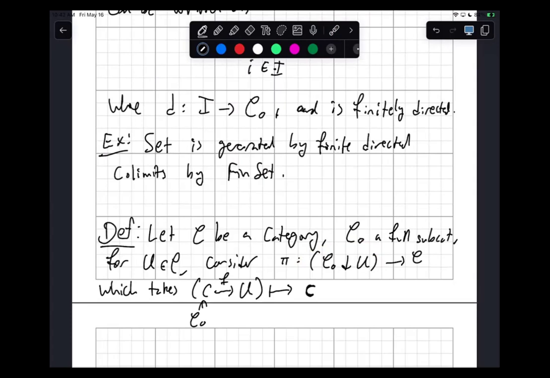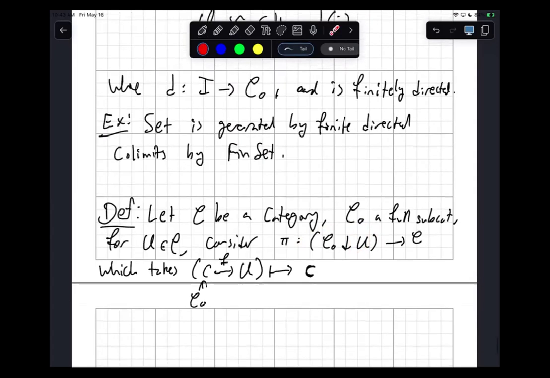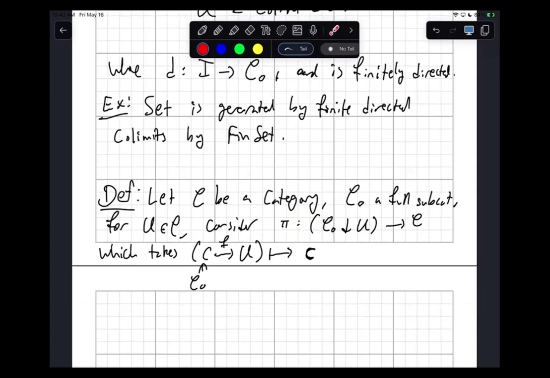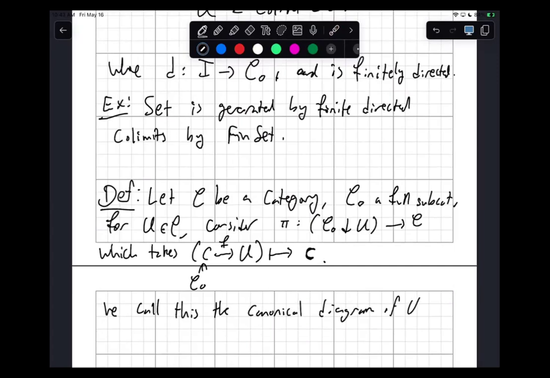Okay. So U is an arbitrary object of C, and you're probing it by things in a smaller category. So you're not allowed to probe it by all objects in your category, but only the ones in C0. So this diagram always exists. We call this the canonical diagram of U with respect to C0.